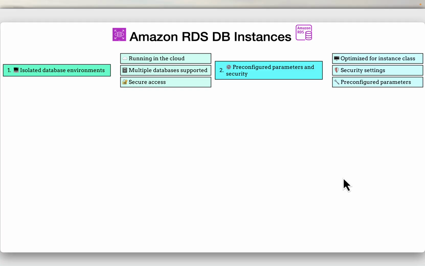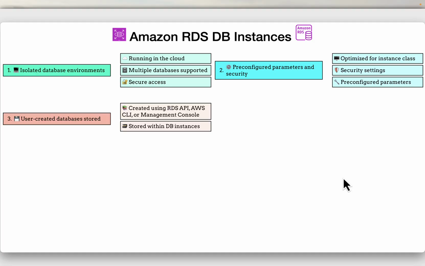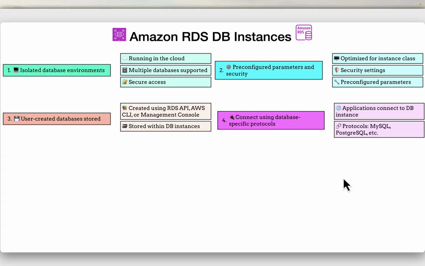Second, pre-configured parameters and security. Each DB instance includes a pre-configured database server with parameters and security optimized for the entire instance class. So whatever you configure for the DB instance would be shared across multiple databases which are part of that particular DB instance. Third, user-created databases are stored. DB instances store user-created databases, which can be created using the Amazon RDS API, CLI or management console.